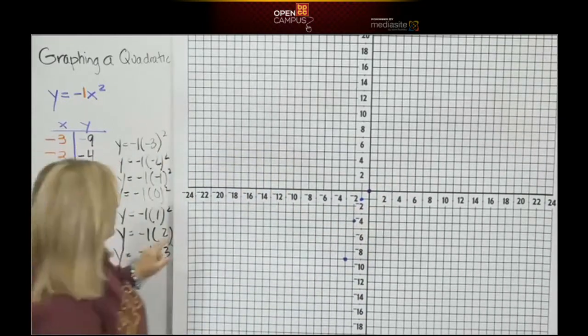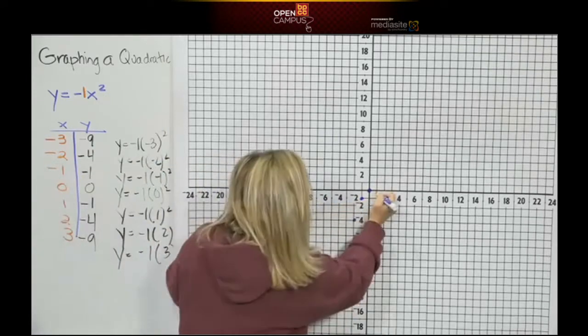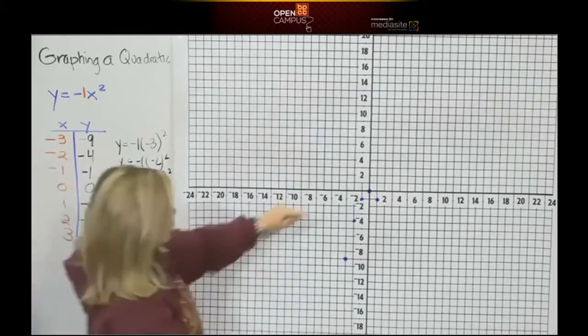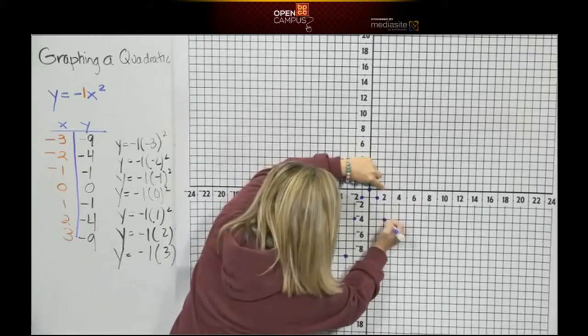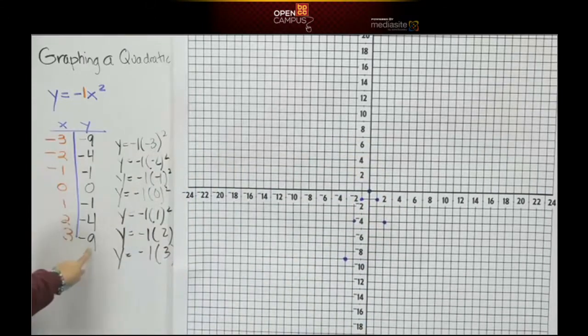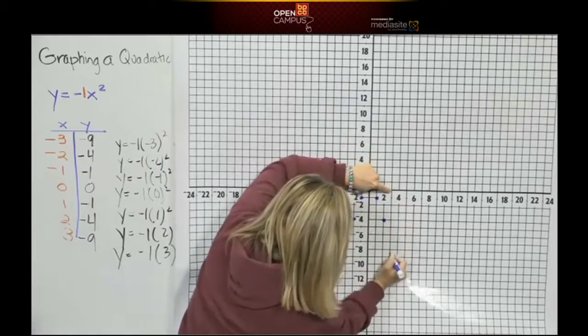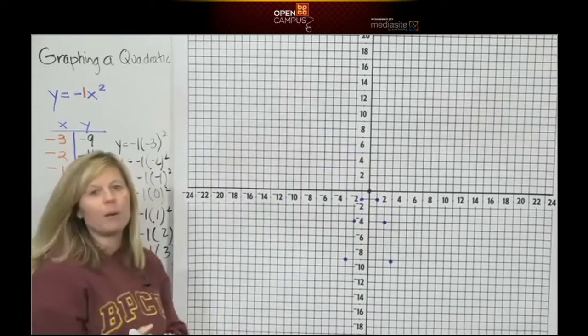1, negative 1. Now your x value is positive, so we'll go to the right 1, down 1. 2, negative 4. From the origin, go to the right 2 because it's positive and down 4. 3, negative 9. Go to the right 3 and down to negative 9. So now you have 7 ordered pairs plotted.